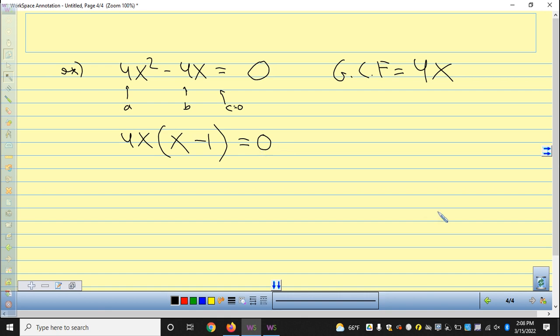And you can always check your work here by distributing. 4x times x is 4x squared. 4x times negative 1 is negative 4x.